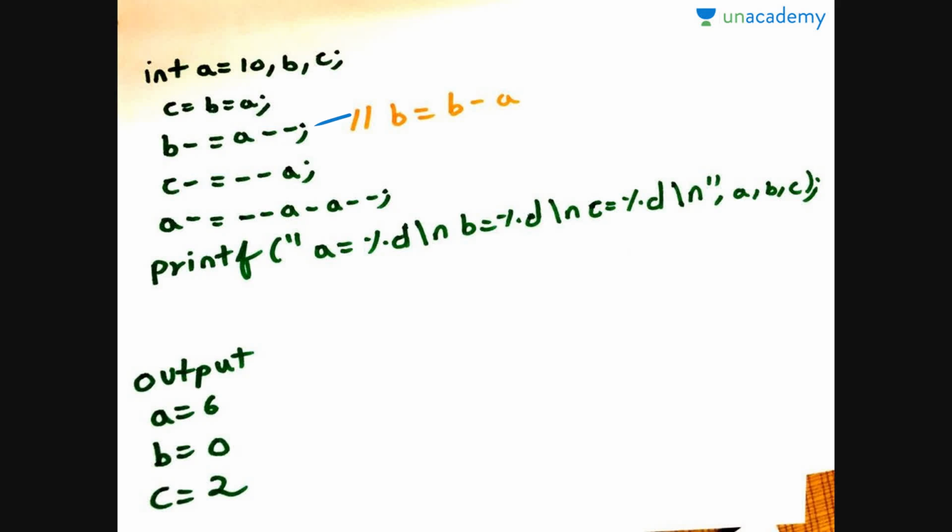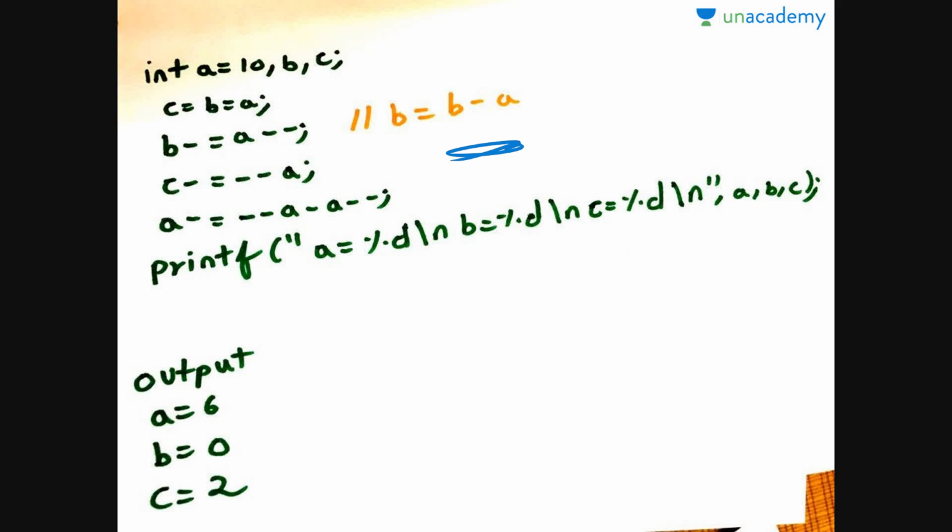This can also be written as B is equal to B minus A. So B will be assigned the value 10 minus 10, that is 0. Now let us move on to C. C -= --A. It can also be written as C is equal to C minus A.